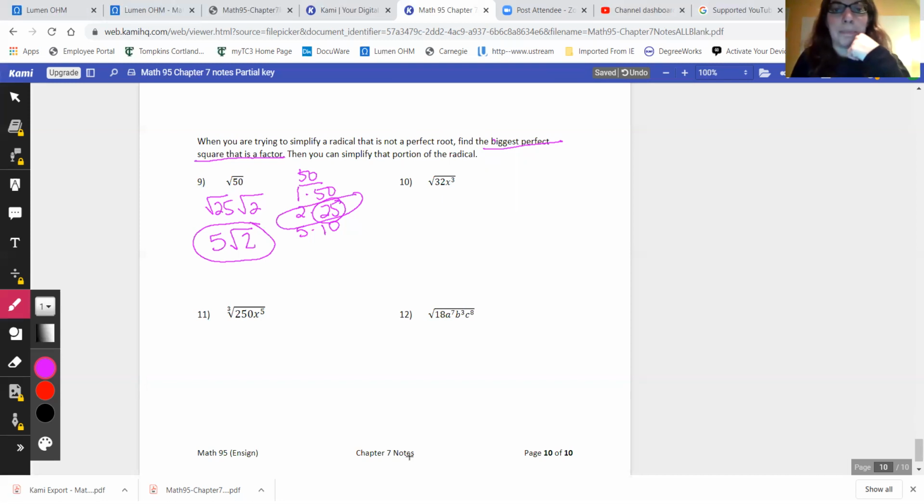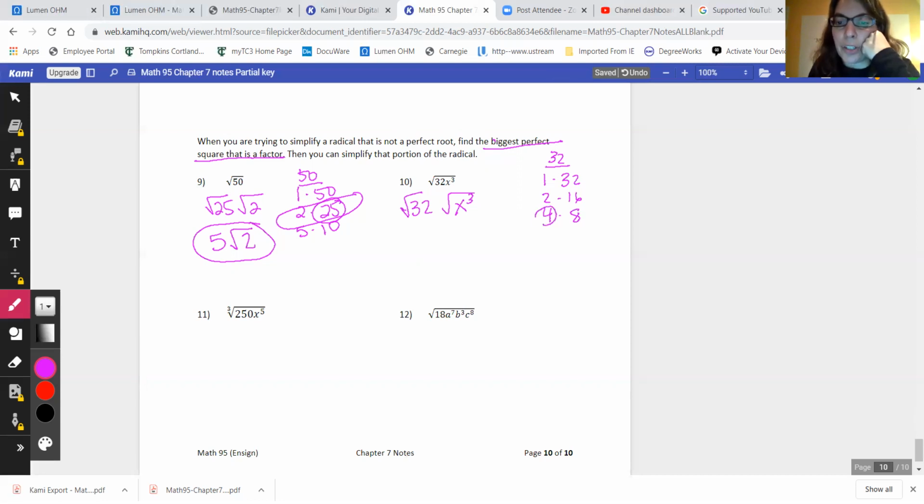Okay, let's look at this one. So we have the square root of 32, the square root of x to the third. So let's take each one separately. So 32, if I think about factors of 32, I have 1 and 32, 2 and 16, 3 does not go into it evenly, 4 and 8, 5, 6, and 7 do not.